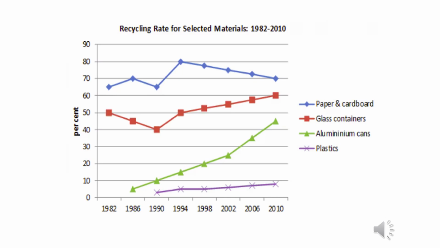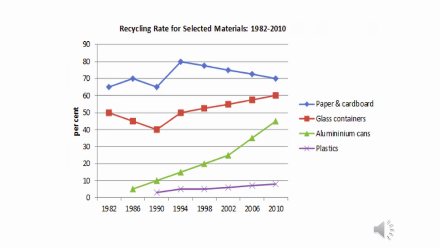The line graph illustrates the recycling rates for 4 different materials: paper and cardboard, glass containers, aluminum cans, and plastics from 1982 to 2010. Overall, recycling rates for paper and cardboard and aluminum showed significant improvement over the years. Paper and cardboard recycling started at about 65%, peaking at 80%, then settling back to around 70% by 2010.